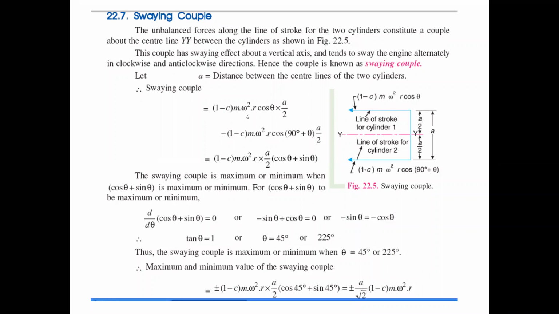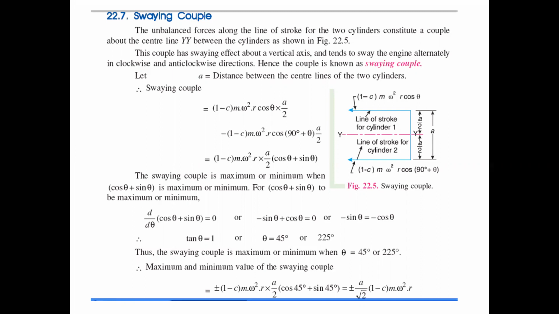So the swaying couple equals (1 minus c) m omega square r cos theta into a by 2 minus... here one is taken as positive and another as negative. Why? Because one is rotating in the clockwise direction and the other in the anti-clockwise direction. So the swaying couple values are, for cylinder 1, (1 minus c) m omega square r cos theta into a by 2, and minus (1 minus c) m omega square r cos(90 plus theta) into a by 2.